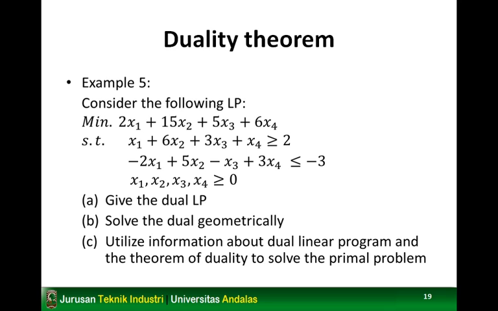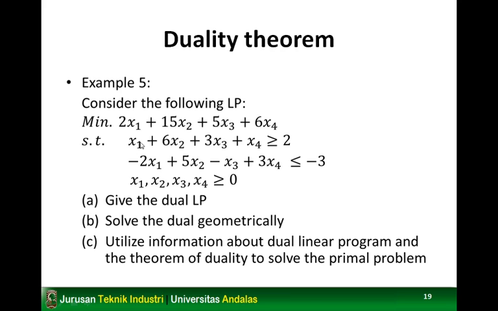So now let's solve this problem. We have a min problem with four decision variables, and the problem has two constraints. What we're going to do is get the dual of the problem, and then solve the dual by using the graphical method.